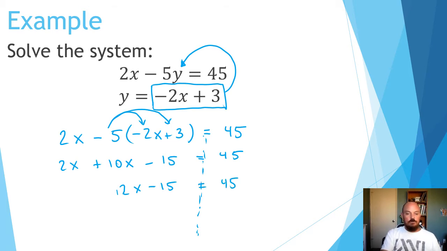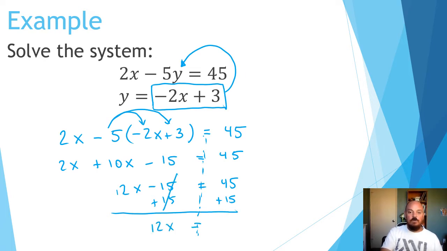Now I'm ready to solve. The first thing I want to get rid of is the 15. So I add 15 to both sides. Cancel that one out. I get 12x equals 60. And then I finish by dividing by 12 to cancel that out.